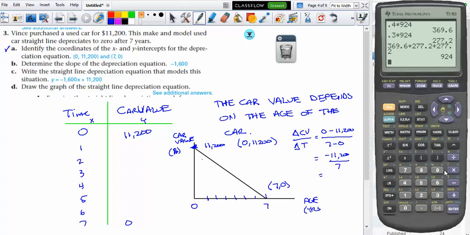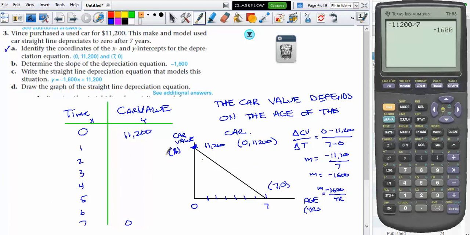Which, if I grab my handy dandy little calculator and clear that out, so I have negative 11,200 divided by 7, negative 1,600. So every year that the car ages, it is $1,600 less in value. This rate, negative $1,600 per year, is the slope. That's the slope.